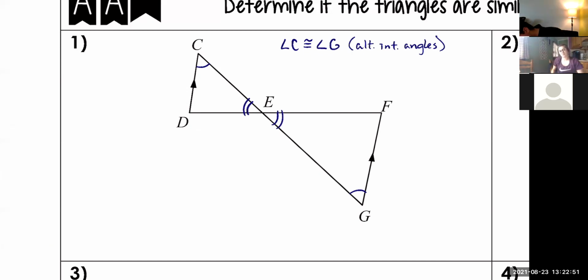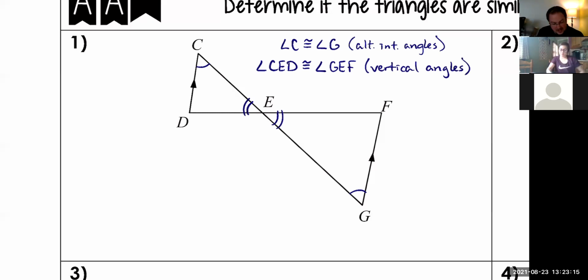I would say angle CED, which is the one on the left, is congruent to angle GEF, which is the one on the right, and that's thanks to them being vertical angles.